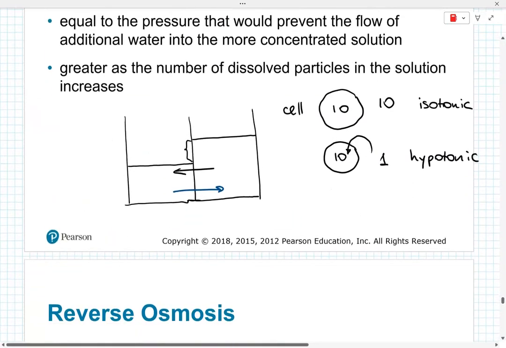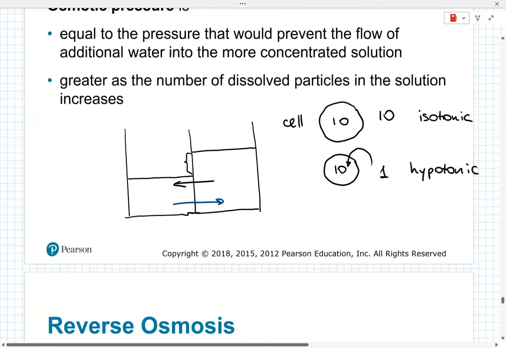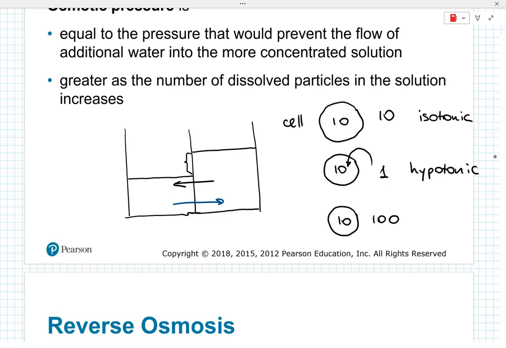Okay? This hypotonic environment is the reason why small cells, like plant cells and bacterial cells, have a shape because of that pressure. Okay, does that make sense? Where does water go? Out, yes, it goes out of the cell in a hypertonic environment.